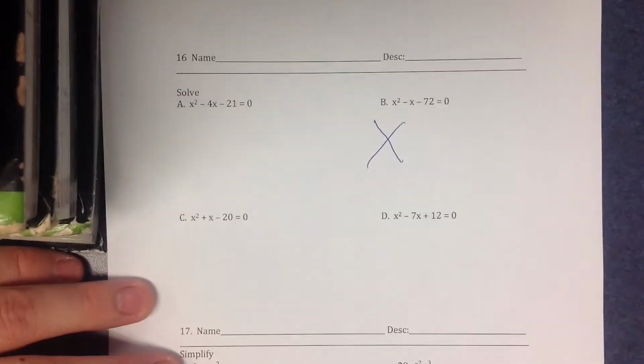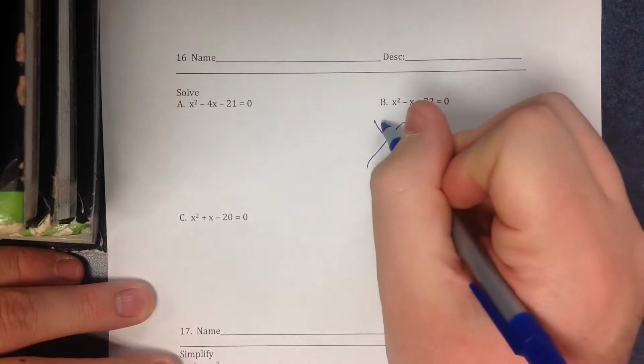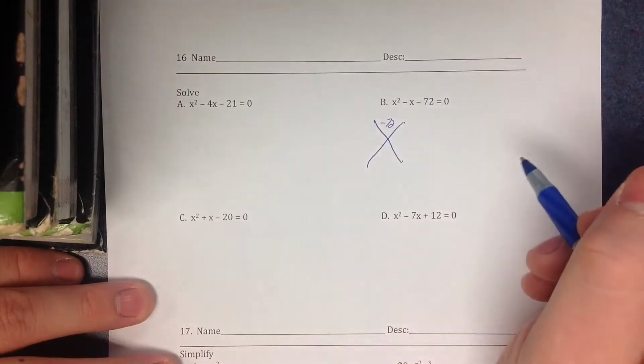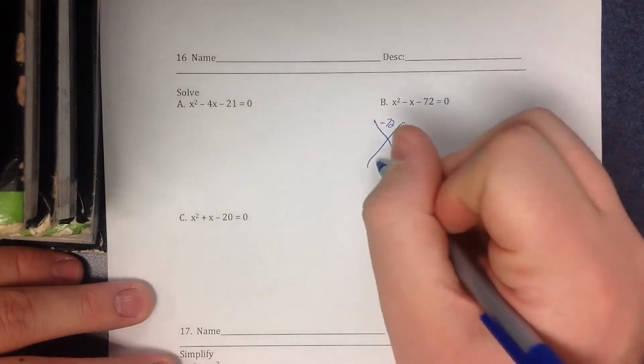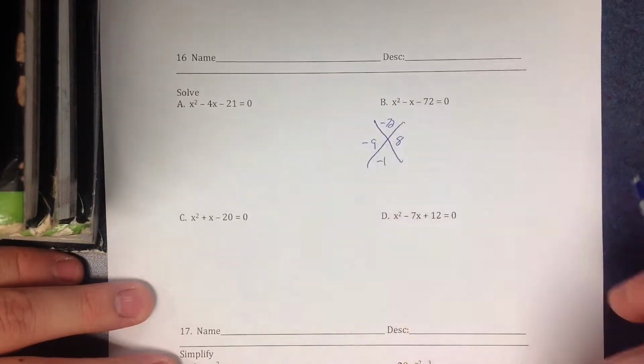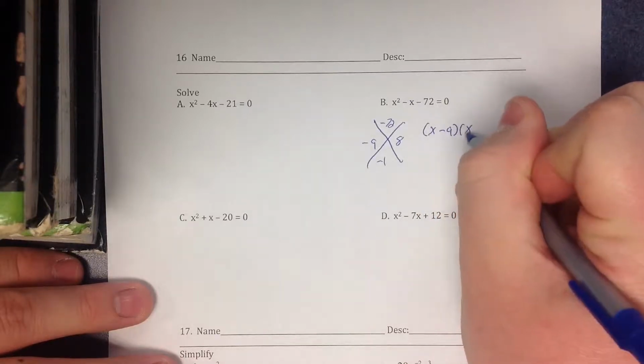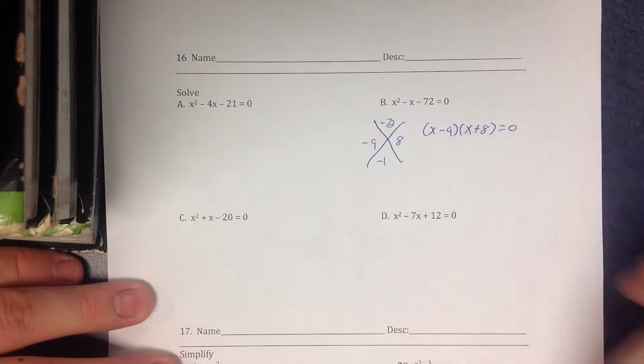And if I make the diamond here, A is 1 times C is negative 72, so I have negative 72 on top. And I have negative 1 on the bottom. So that'd be negative 9 and positive 8. So this would allow me to write x minus 9 times x plus 8 equals 0.